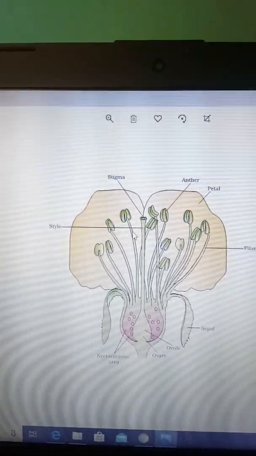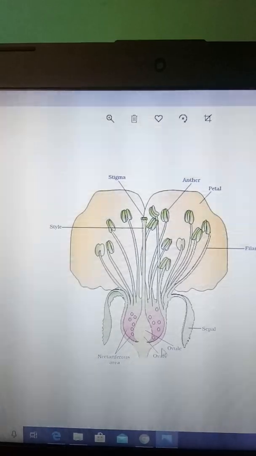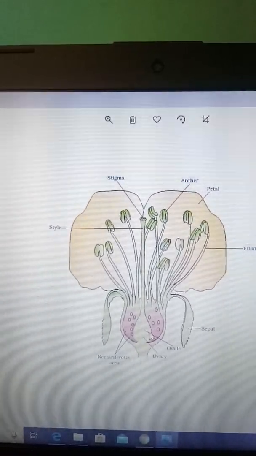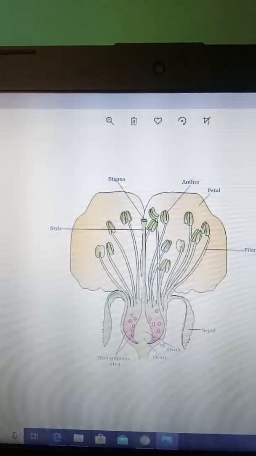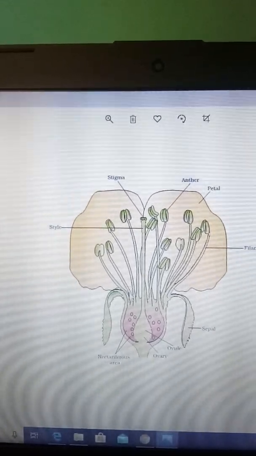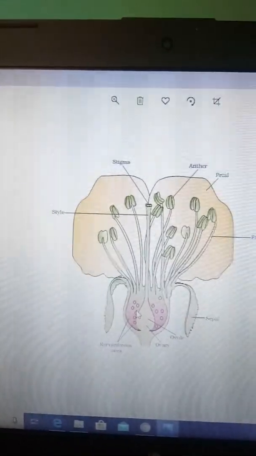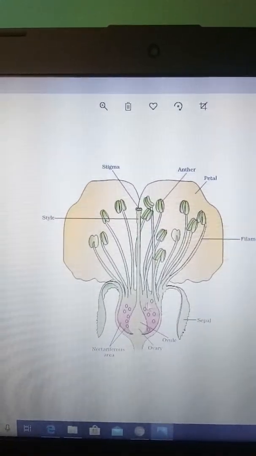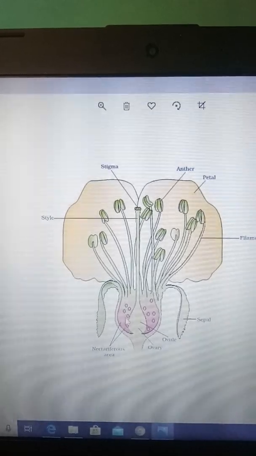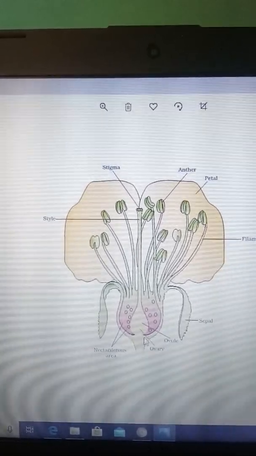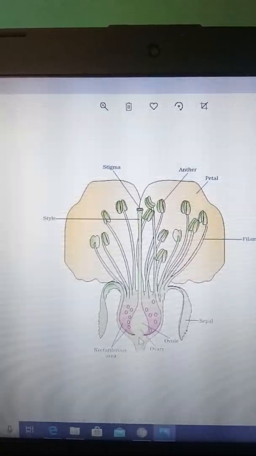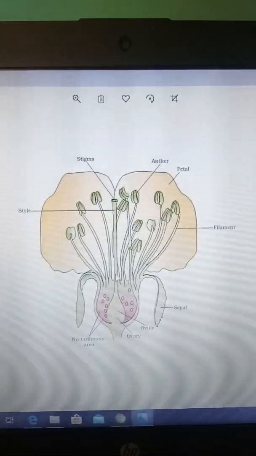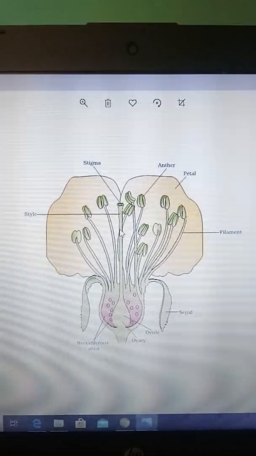Now within this ovary there are some chambers. The chambers are known as ovule, which we will see in detail later on. Now this whole part which holds the ovary, this swollen structure, is called thalamus. And this flower is attached with the branch with a stalk. So this is a general structure of flower which you have to study.